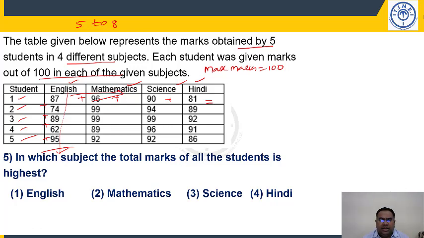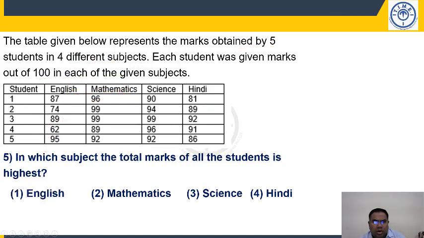In which subject is the total marks of all the students highest? Which subject the total marks of all the students means I have to add column wise. 1 plus 2 plus 3 plus, subject wise total is column wise. English, Math, Science, Hindi. So I'll give you 30 seconds, try this, then I'll discuss. Again, this is also an observation, no need for you to add and waste your time. Try this, students. Who got the highest marks?